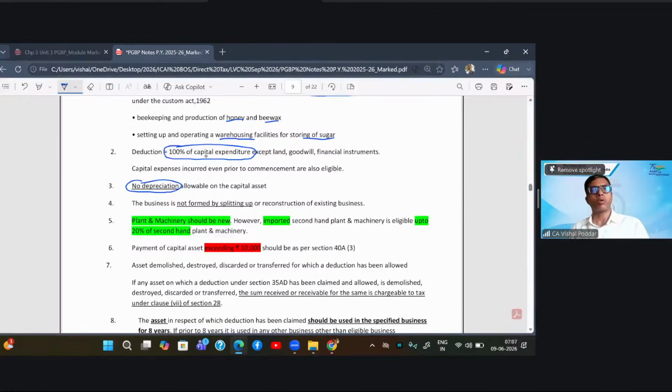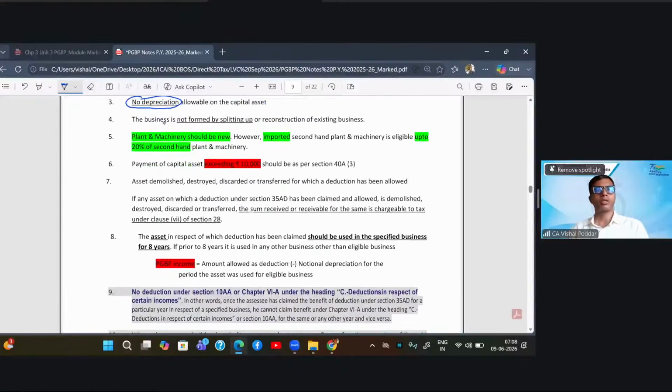Now, out of all capital expenses, what is not eligible for this deduction is expenses on land, goodwill, or financial instruments, like where you have invested in shares, debentures, bonds, mutual funds. So these are not eligible. Other than that, building, plant and machinery, furniture, motor car, all these are eligible. Further, even the capital expenditure incurred prior to commencement of business, that is preliminary, is also eligible.